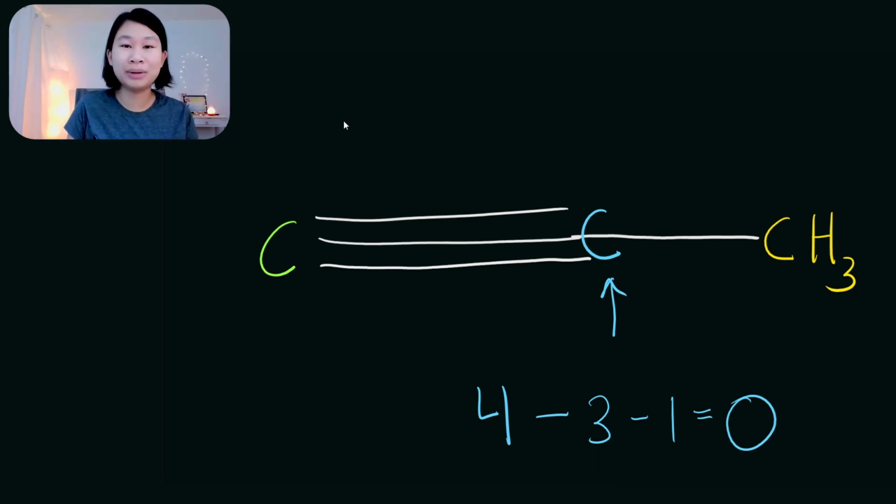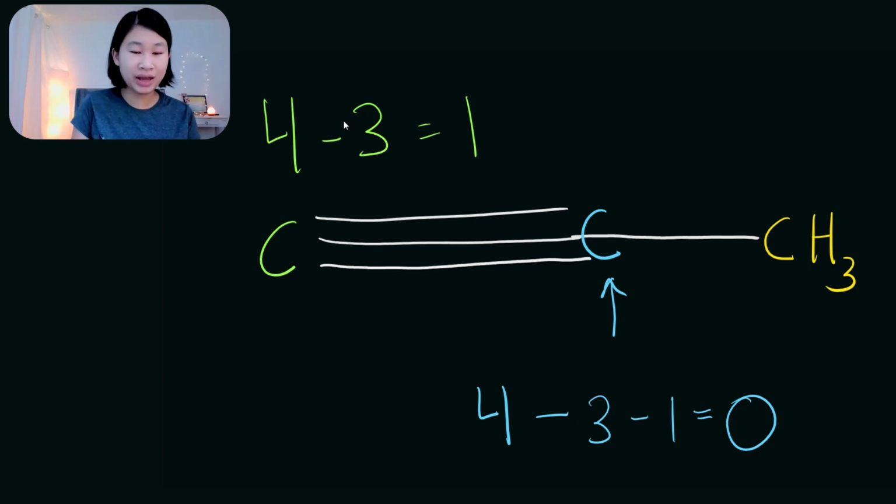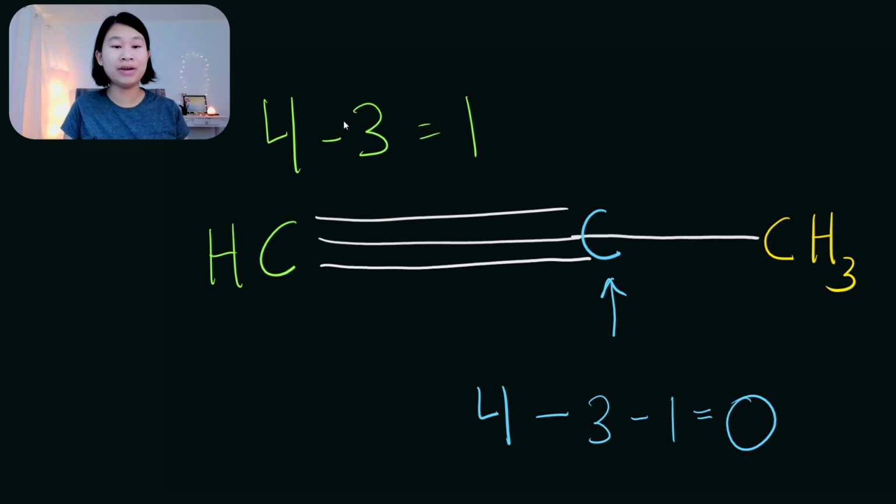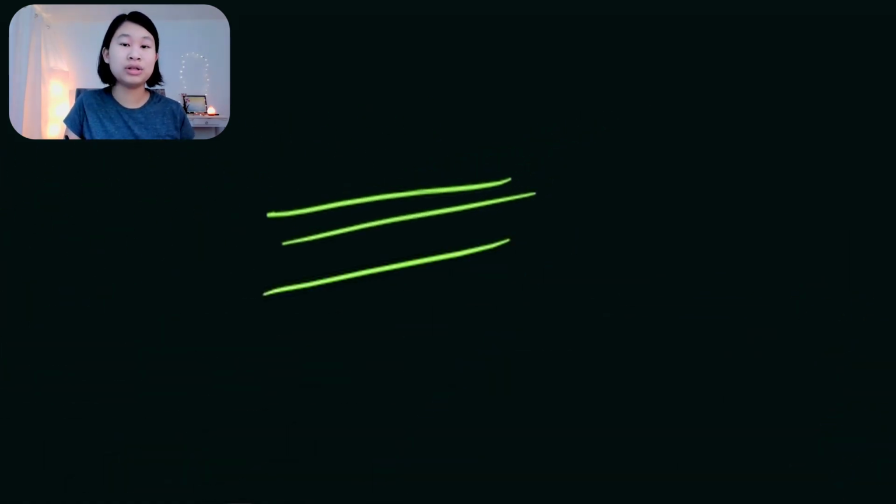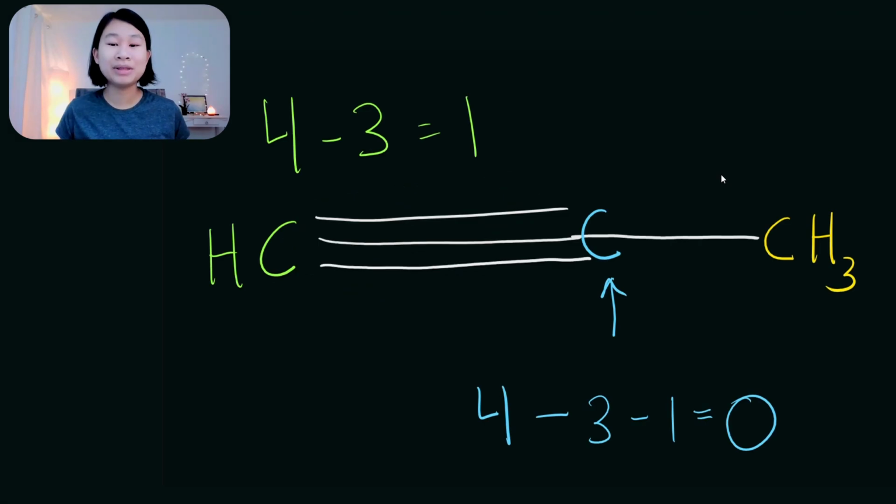Now what about the green carbon? Well, this one has 4 places available and 3 are already taken up by the triple bond. And so that leaves us with 1 place available. And so at the end here, we're going to have 1 place for 1 hydrogen. So at the end, we're going to have a CH. So if you see a triple bond at the end, you always know that's going to be a CH. Now, how many carbons and how many hydrogens in total do we have for this molecule?